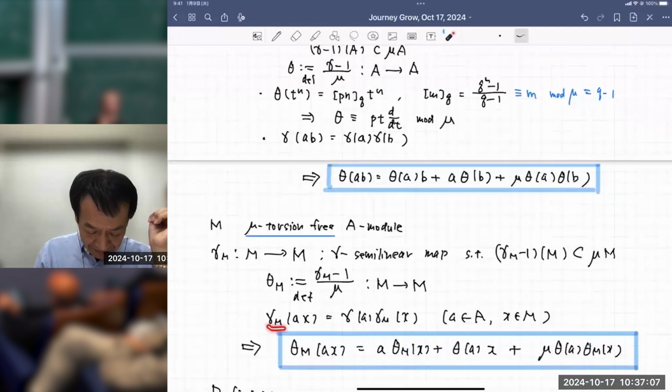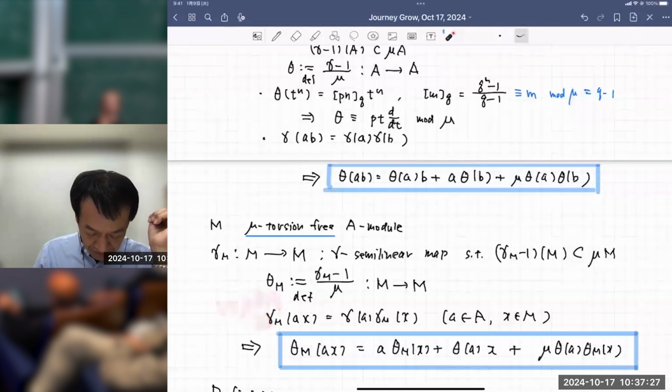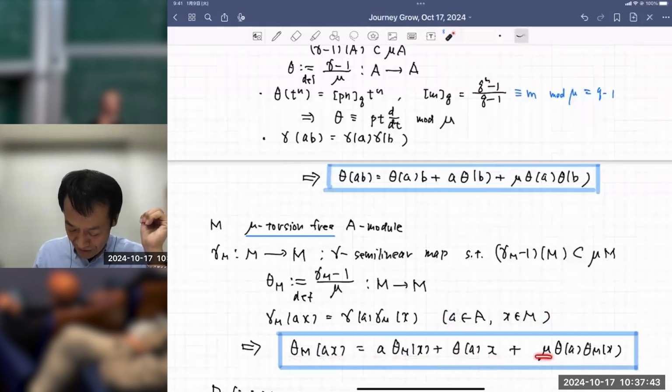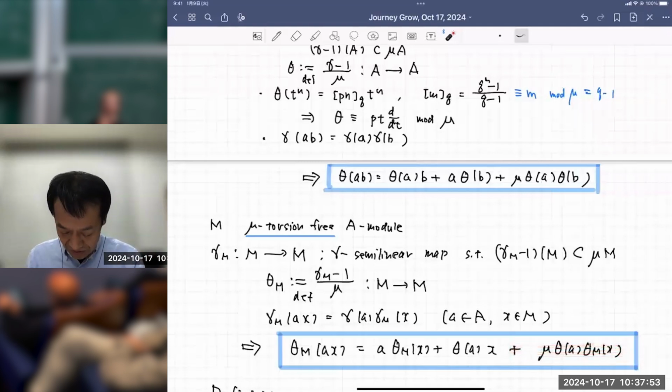And then the semilinearity of this map implies some twisted Leibniz rule like this, just by again putting 1 plus mu theta M in here, so you get this equality. So the image of AX, where A is an element of A and X is an element of the module, under theta M is A times theta M X plus theta A X plus mu times theta A theta X. And if we don't have mu, this is a usual connection over this theta, and so this is twisted by mu.